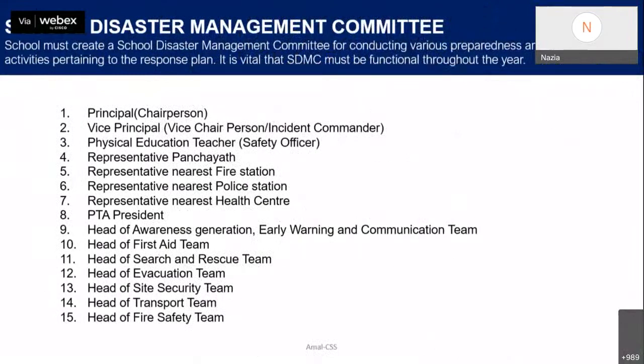This is the suggested committee including principal, vice principal, physical education teacher, representative from panchayati raj, representative nearest to fire station, representative nearest to police station. Already I told you, in disaster management convergence between the departments is very very important.